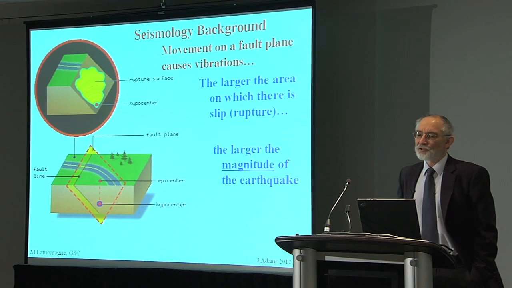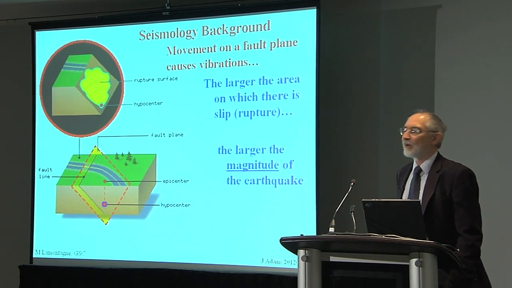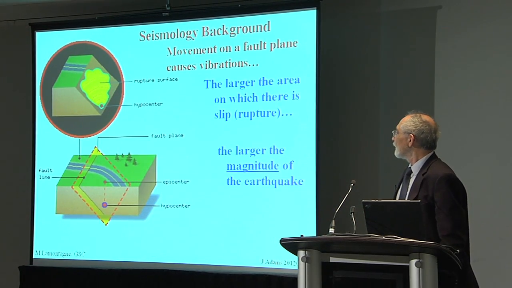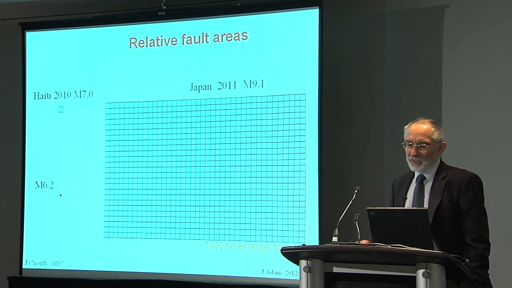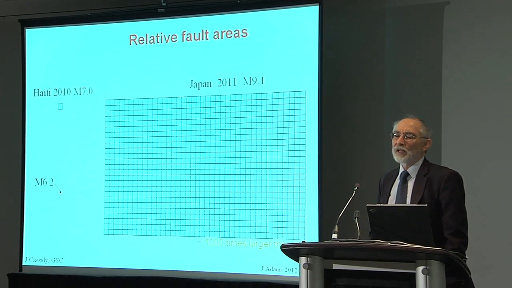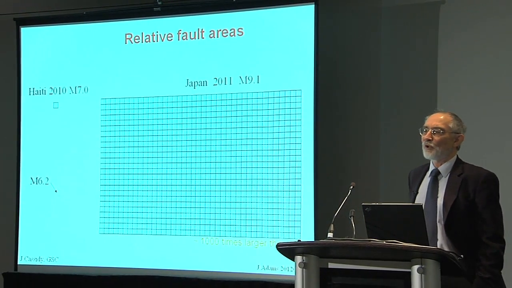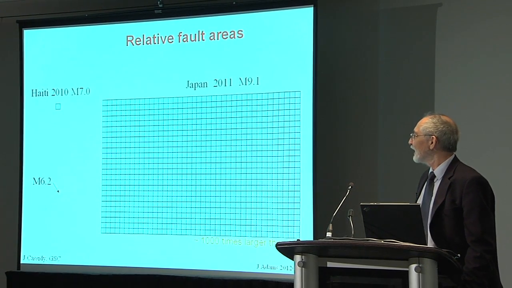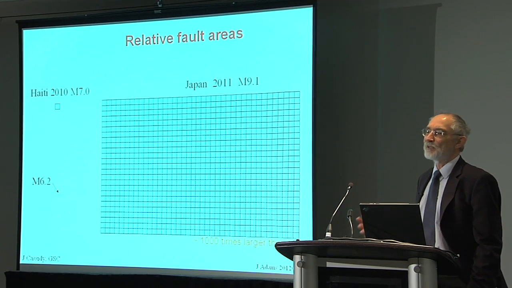So a little bit of seismology background. An earthquake, a movement on a fault plane, causes the vibration. And the larger the fault area, the larger the magnitude of the earthquake. Now, some of these earthquakes are very large indeed. For example, the large block of blocks there represents approximately the size of the Japan earthquake of March last year. The little square in the top left is the size of the Haiti earthquake 2 years ago, which really was the beginning of these earthquakes.